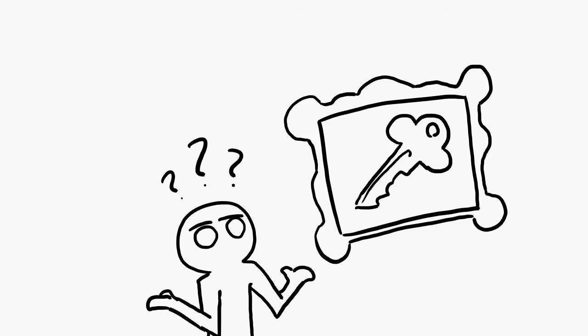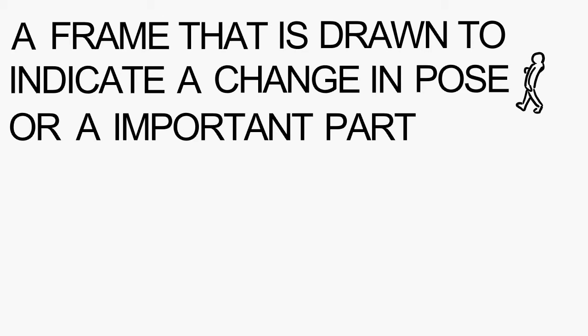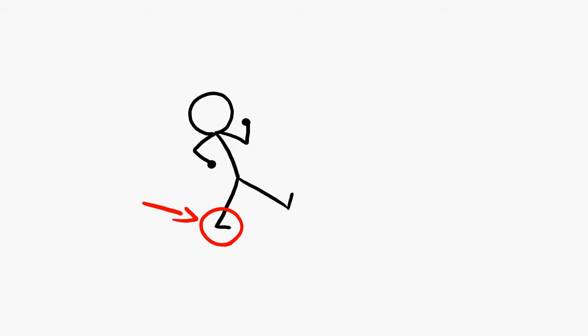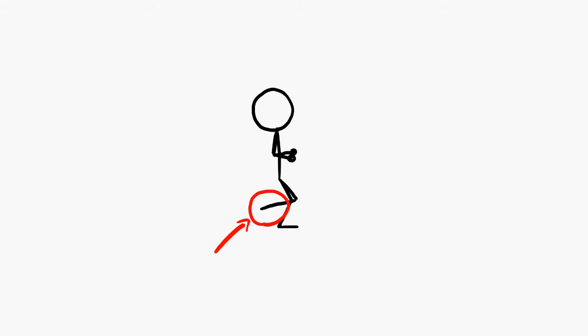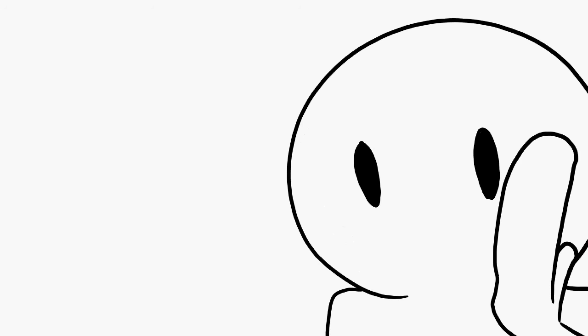Next, you're going to want to add in the keyframes of the ball bouncing. But what's a keyframe? A keyframe is a frame that is drawn to indicate a change in pose or an important part of a motion. Like when somebody is walking, first keyframe would be where their foot touches the ground. Second one would be when the foot is in midair, halfway through a step. Then the final one is when the foot touches the ground again. I know that's not really an in-depth explanation of keyframes, but I'm trying to keep this short and simple.